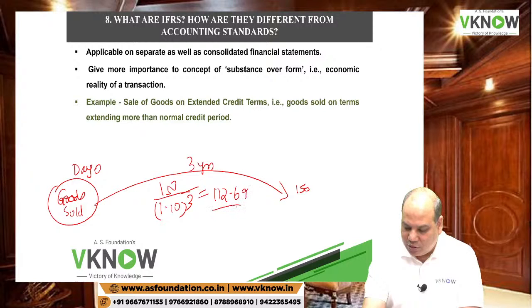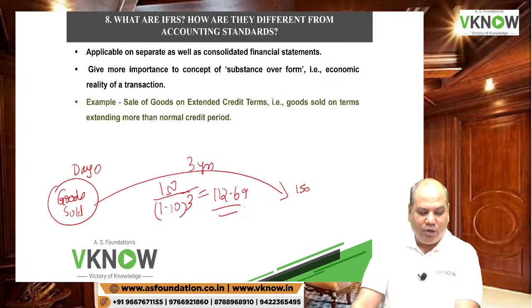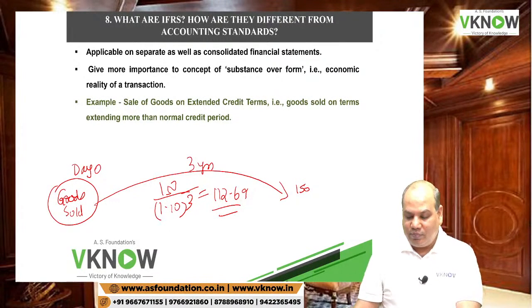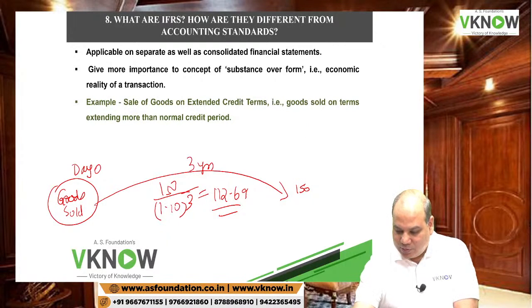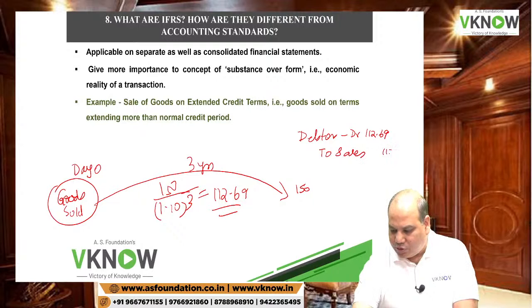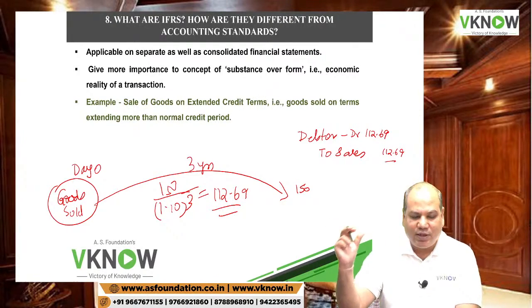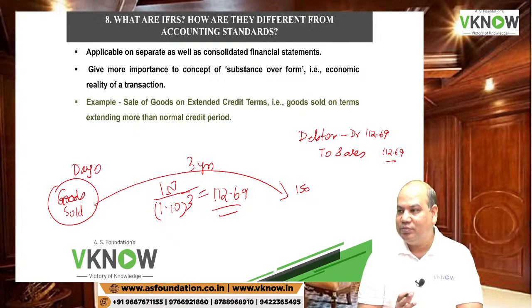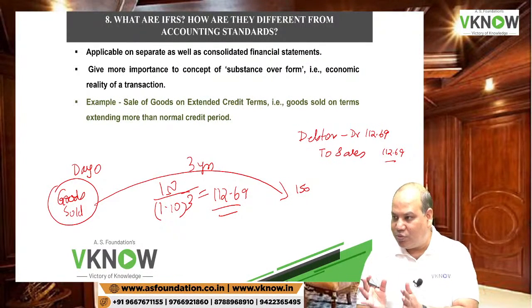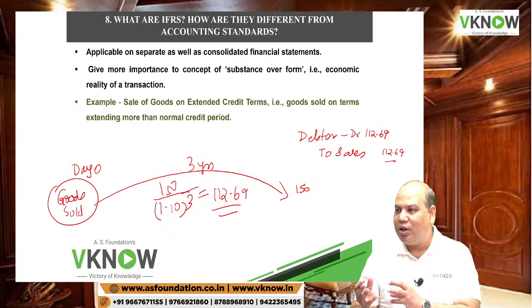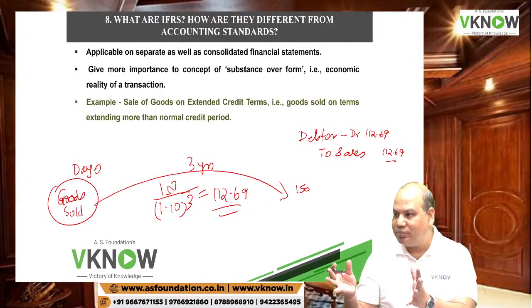112.69. After a lot of effort, finally we got the answer, 112.69. Now, when we sell the goods, I will write: debtor account debit 112.69 to sales account 112.69, because that is the cash price of this good. The difference represents the interest element. So when I am charging interest from the customer, my financial statements should also show the same.